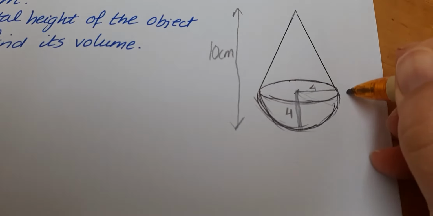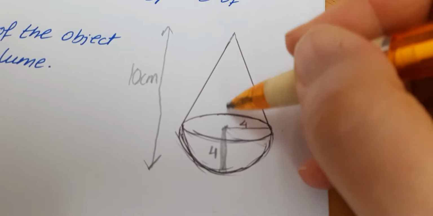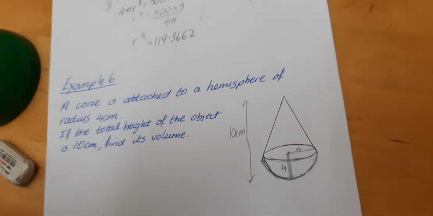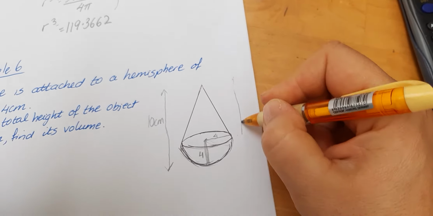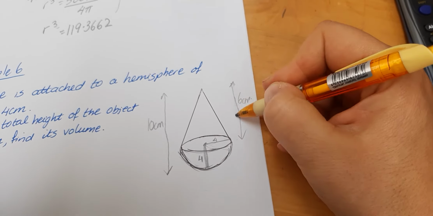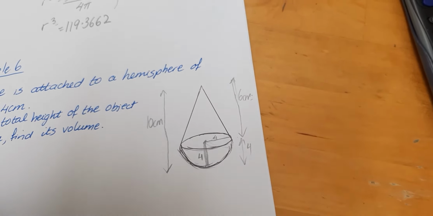If 4 centimeters has taken up this bit on the bottom, then that must leave the top to be, sorry, I can't hold this camera very easily. That must leave the top to be 6 centimeters here. So that's 6 centimeters here, and that bit down there is 4.